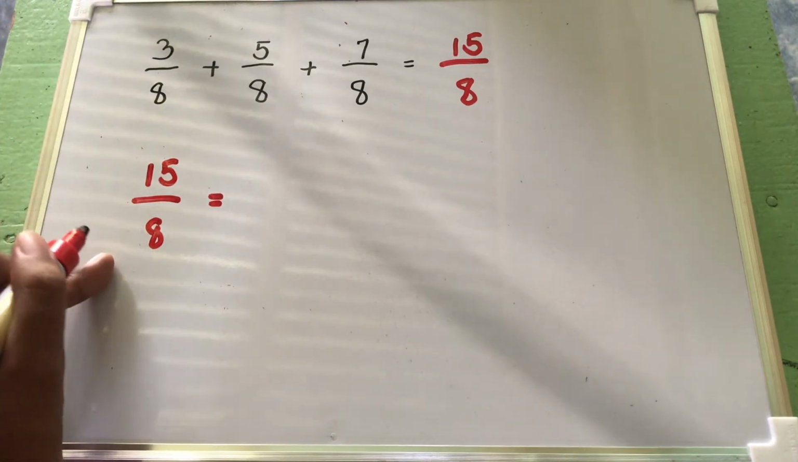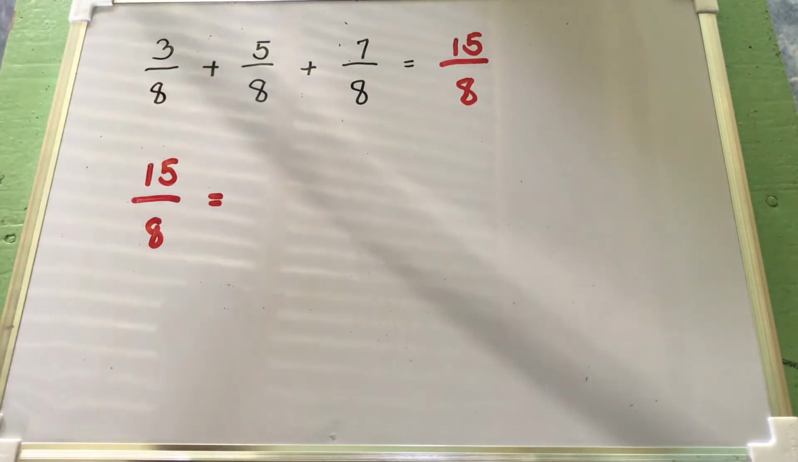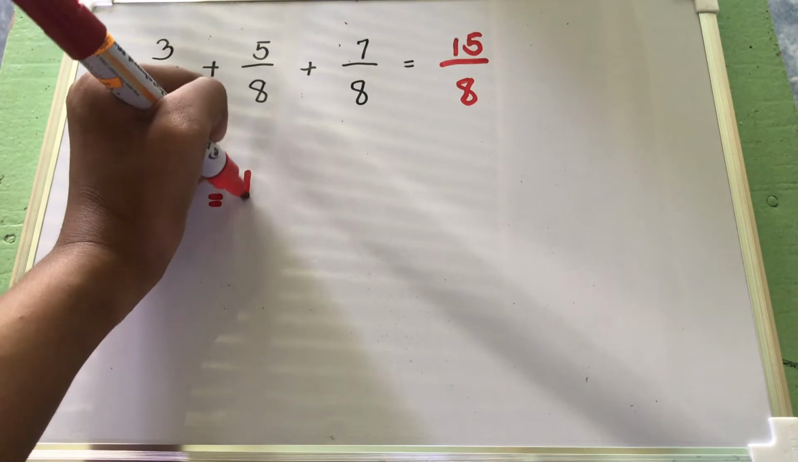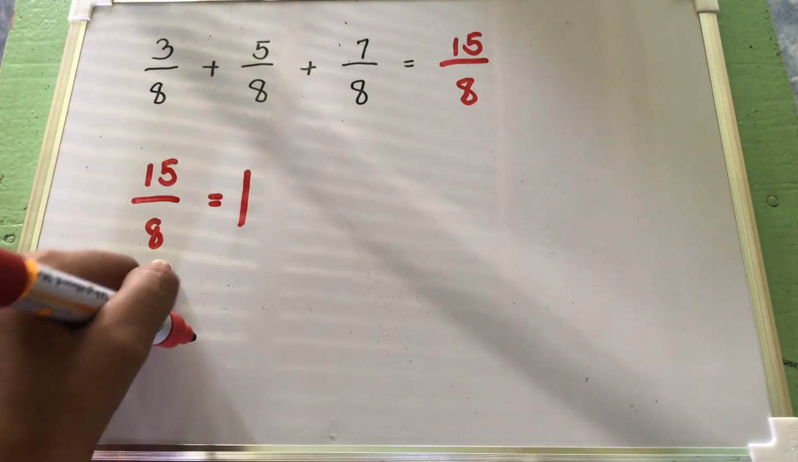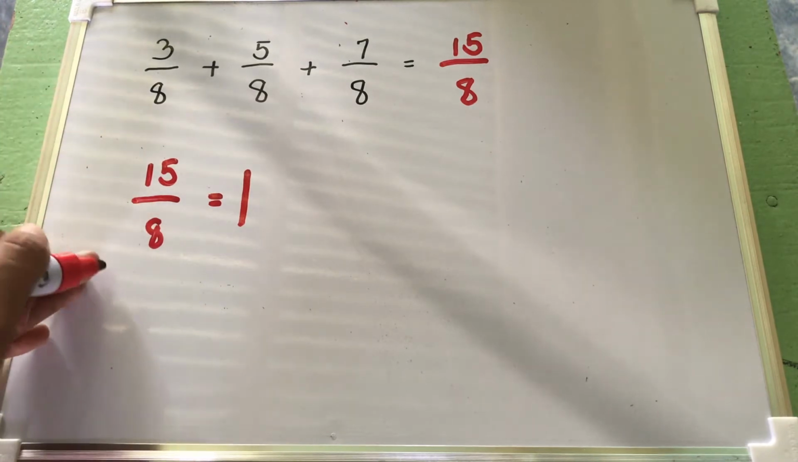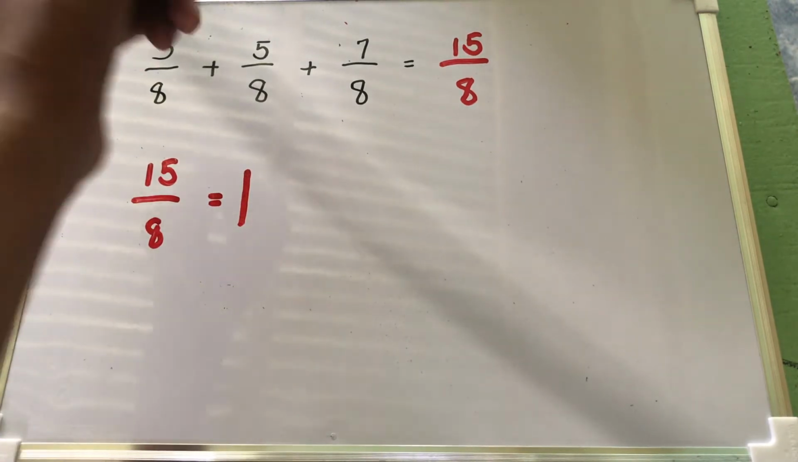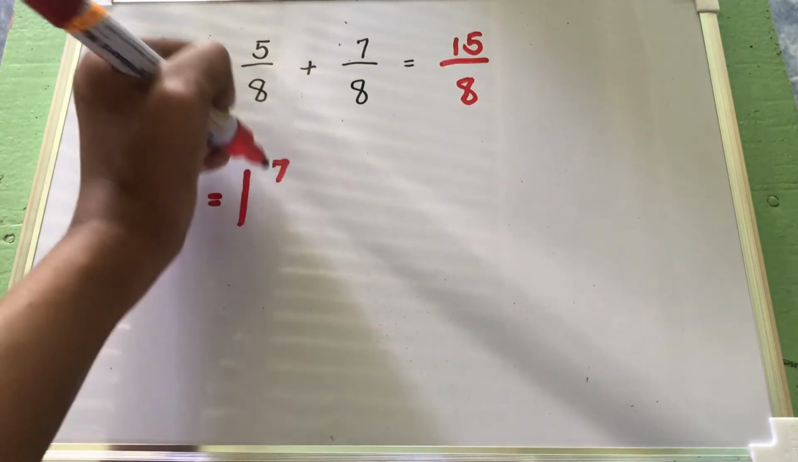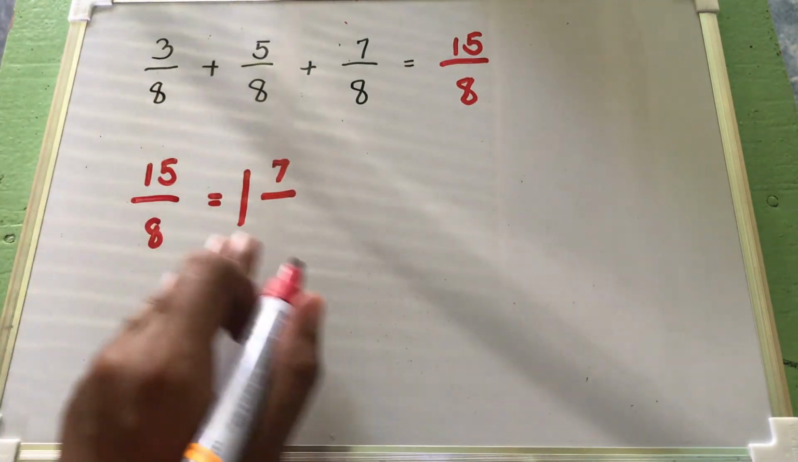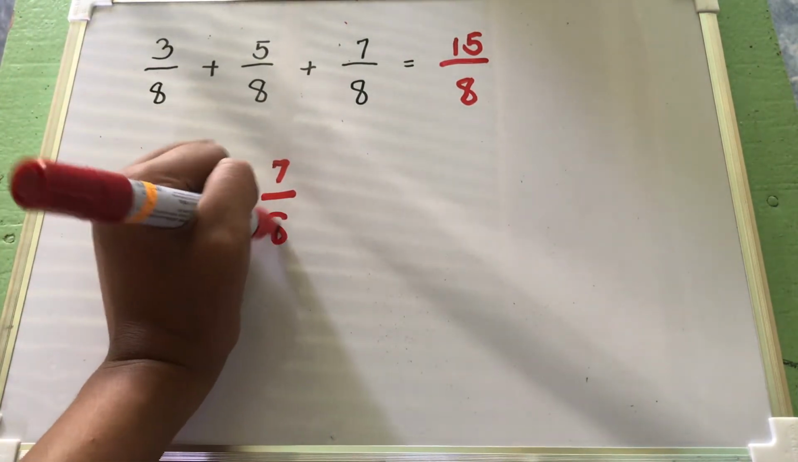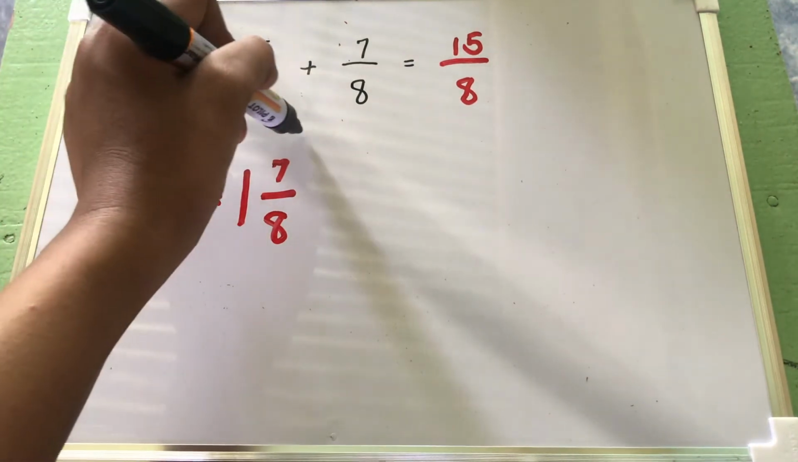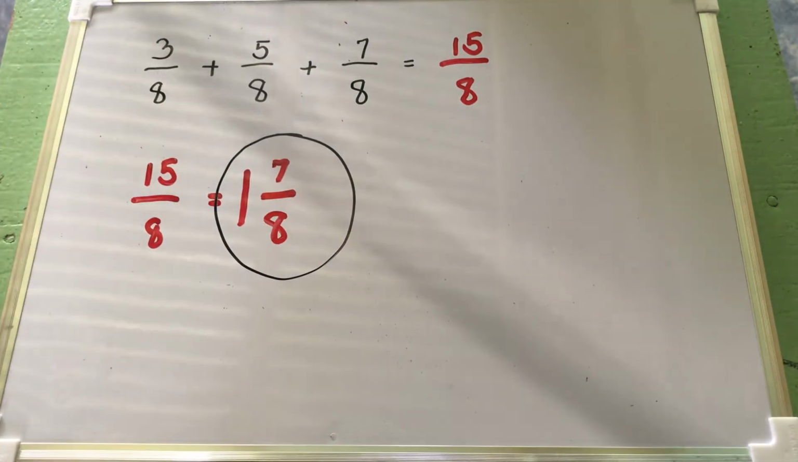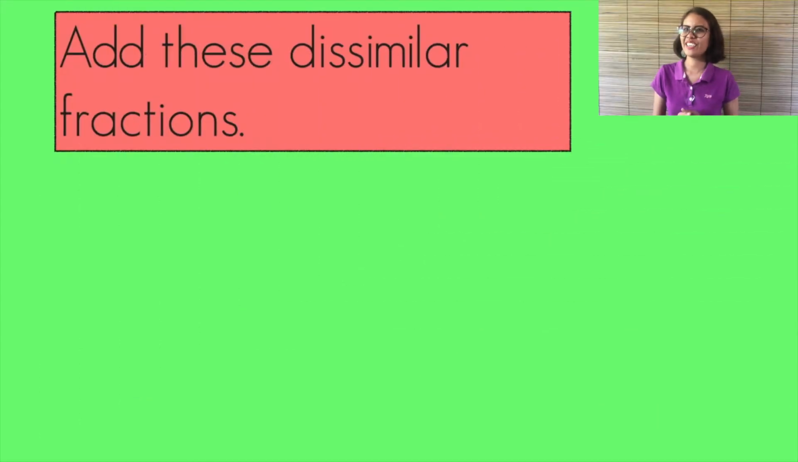15 divided by 8 equals 1. There's only one 8 in 15. And then 1 times 8 equals 8. 15 minus 8 equals 7. So we will write 7 and copy the denominator. So our final answer should be 1 and 7/8. That's the final answer. Alright, now that was easy.